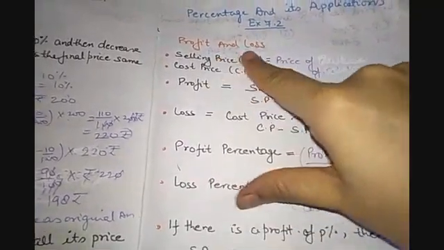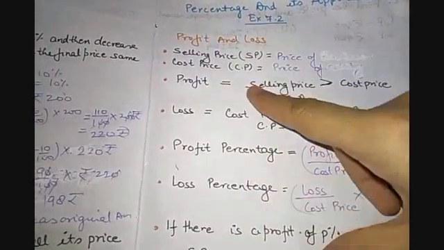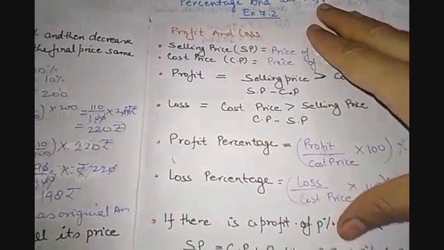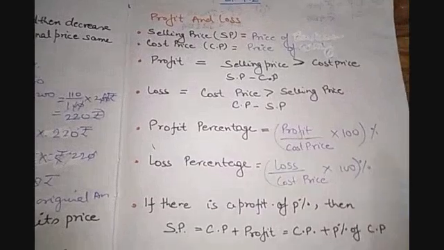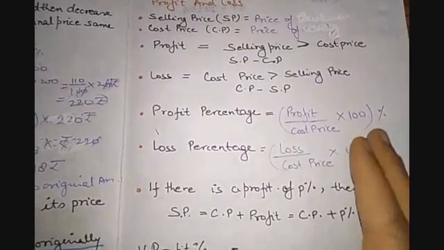As we have already completed our exercise 7.1, today we will start with exercise 7.2, which is based on profit and loss. I already explained the concept of profit and loss. I gave you a few formulas and explained them also. Now today we are going to solve the questions based on these formulas.